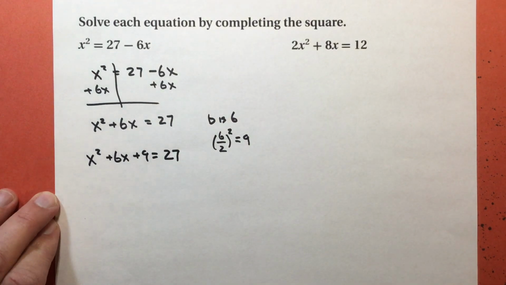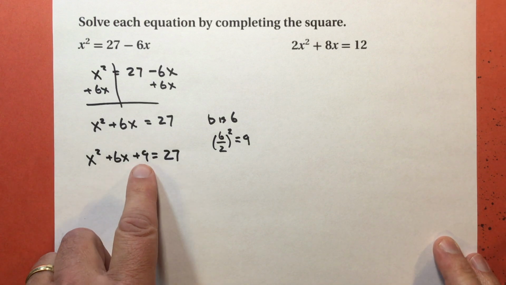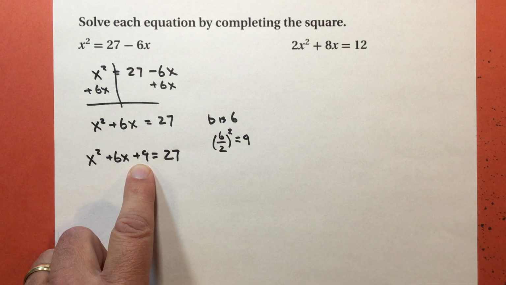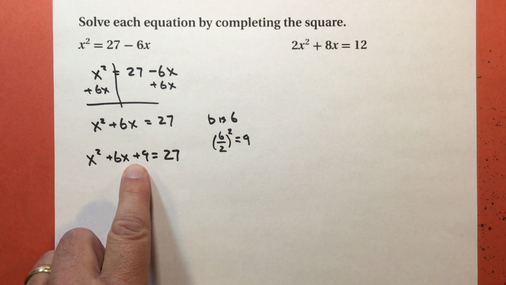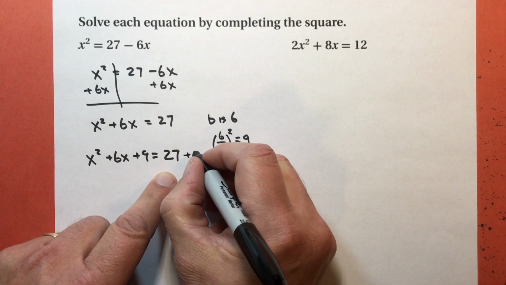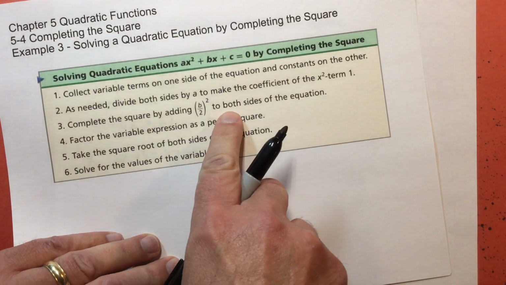But here's a problem that happens sometimes. People forget about this next very important part. If I add a number to the left side of an equation, and go back to the first video where I talked about this, this is called the addition property, I have to add that same number to the right side of the equation. So I also have to add 9 here. So make sure you add it to both sides. See that word both? Both sides.